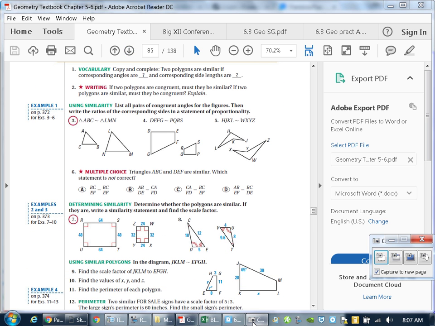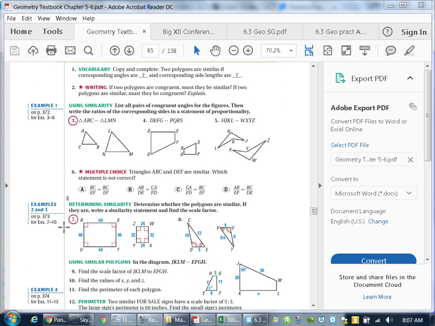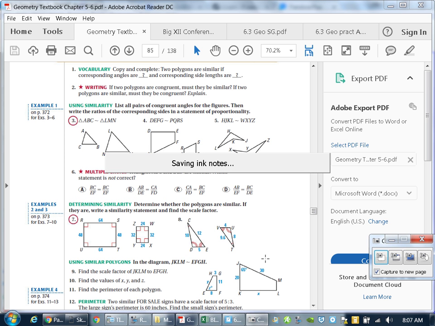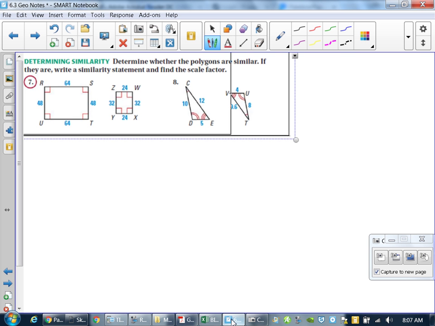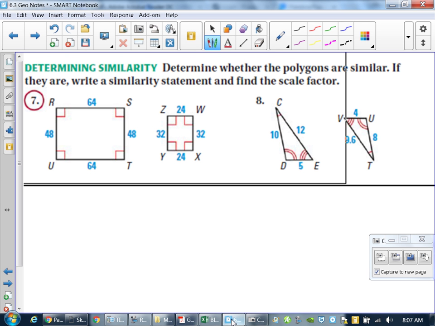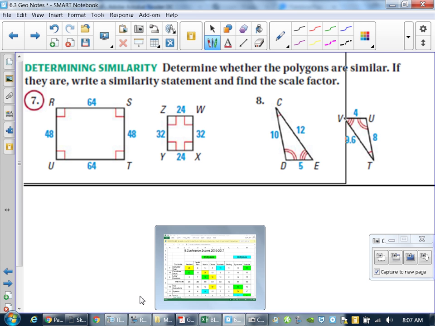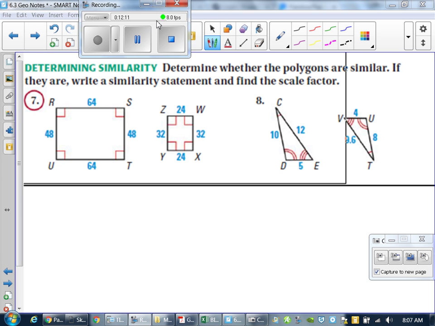There you go, guys. I put them on the board for you. That way you can see them. What page was it again? Page.